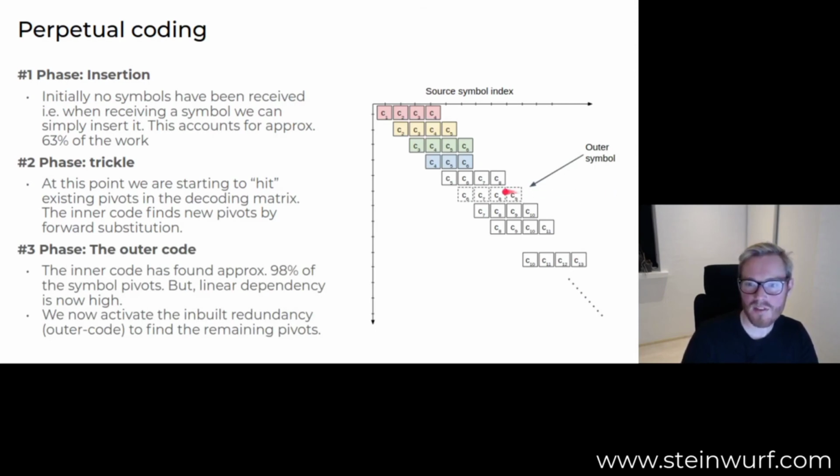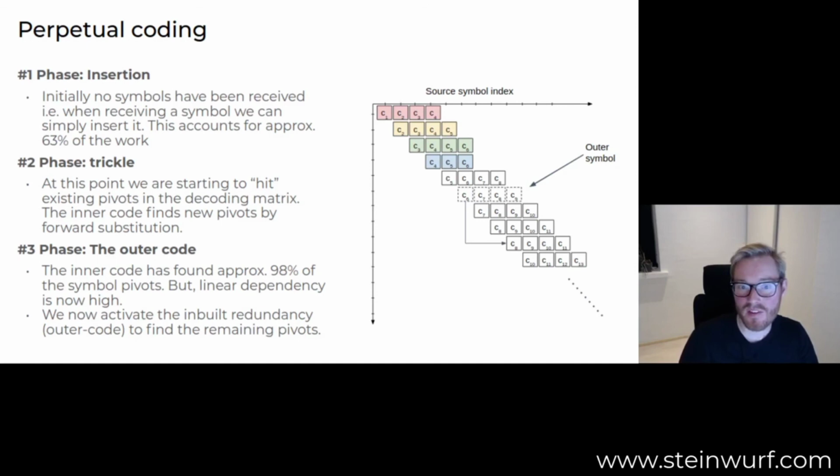Remember that some of these symbols are not actually data symbols. They are themselves a linear combination of data symbols. And this means that when we are at the very end with like 98% of all the pivots found, we can activate these outer code symbols, and they will be used to close the remaining gaps that we have. And so we basically take them out and we sort of reintroduce them into the decoding matrix, and they will fall into the spot where we still have gaps, and decoding will complete.